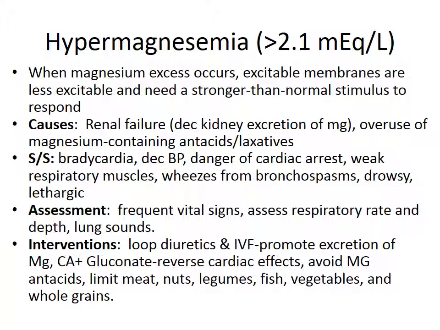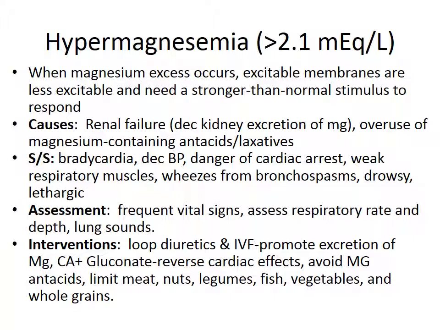Hypermagnesemia is a magnesium level in the body of greater than 2.1 milliequivalents per liter. When magnesium excess occurs, excitable membranes are less excitable and need a stronger than normal stimulus to respond. Causes include renal failure because of the decreased ability of the kidneys to excrete magnesium, and overuse of magnesium-containing antacids and laxatives. Signs and symptoms of elevated magnesium include bradycardia, decreased blood pressure, danger of cardiac arrest, weak respiratory muscles, wheezes from bronchospasms, and being drowsy and lethargic.